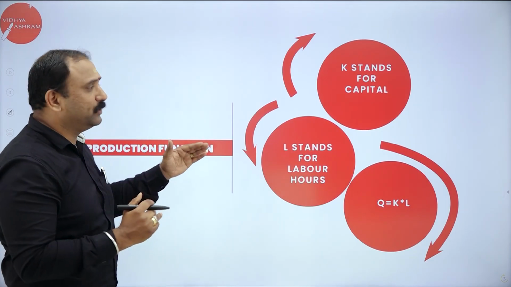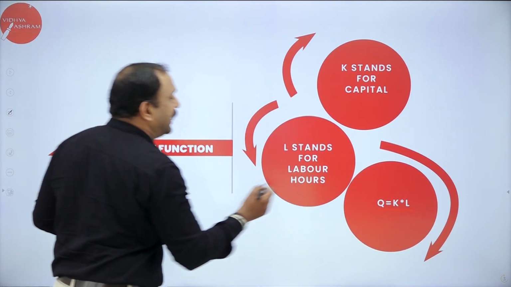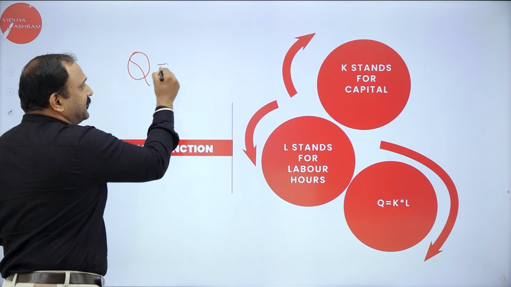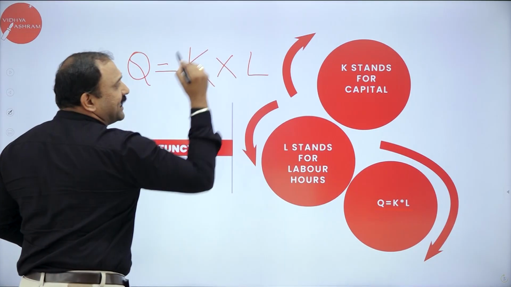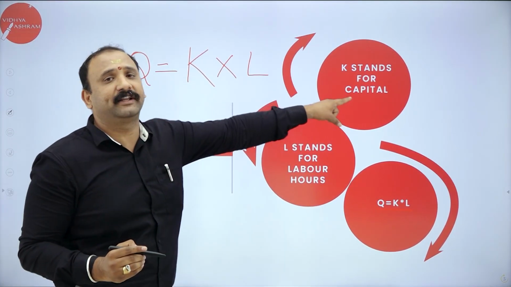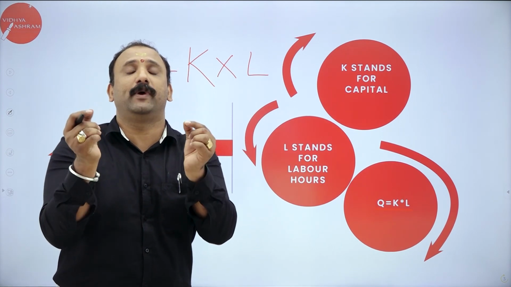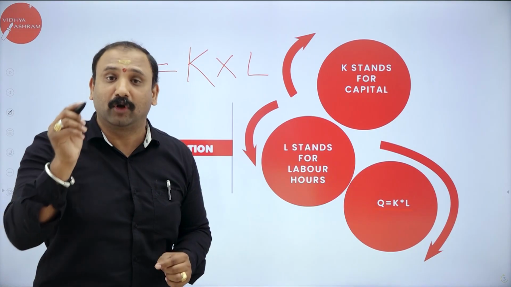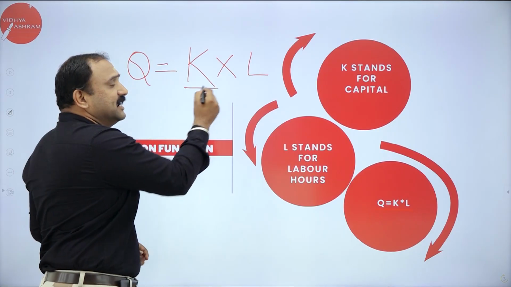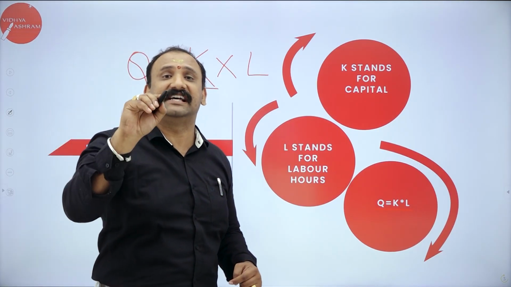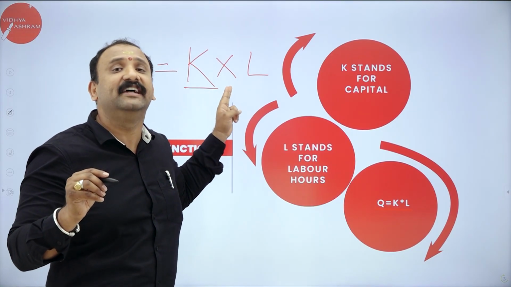Now, if you look into the production function, we have the formula Q is equal to KL. So what is the formula? I'm going to write it here. Q is equal to K into L. What does K stand for? K stands for capital. Now you might ask me, sir, the word capital starts with C. So where does the letter K come from? Because it is a Latin terminology, it is represented as K. In Latin, capital is represented as K-A-P-T-I-L. So that is why we are using the letter K.